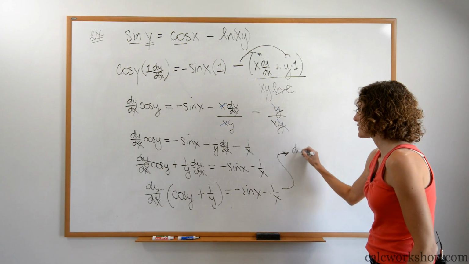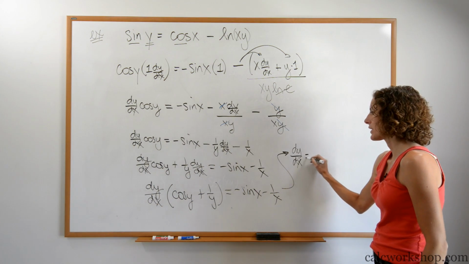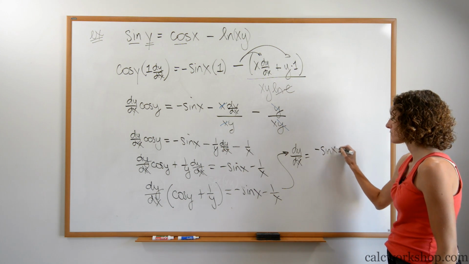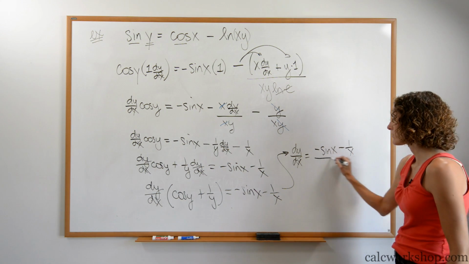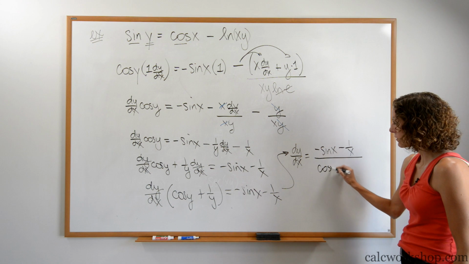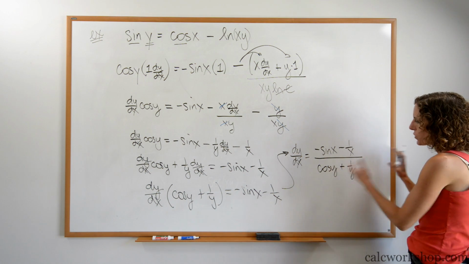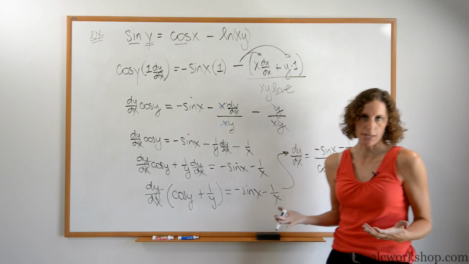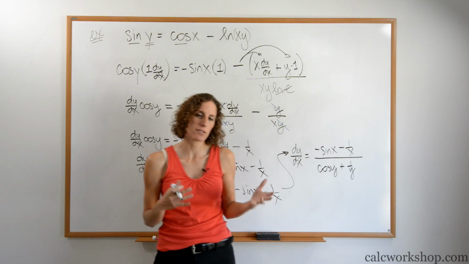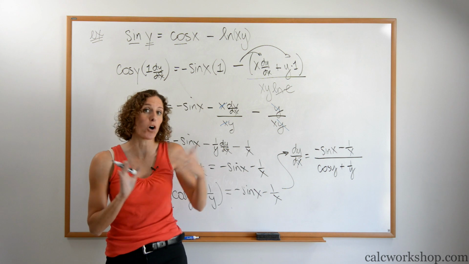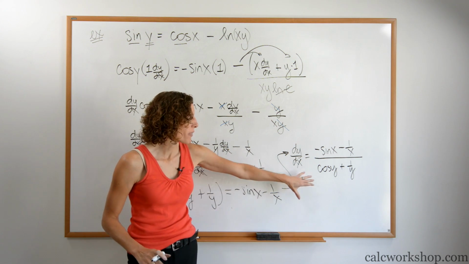which means dy/dx equals negative sine x minus 1 over x all over cosine of y plus 1 over y. Would we need to clean that up? Probably not. Because it's kind of hard to simplify trig and logs. If it's all trig, we can do a little bit more work. That is a perfect answer.